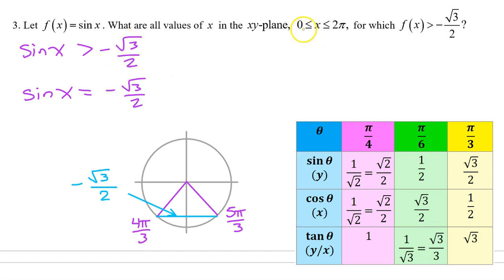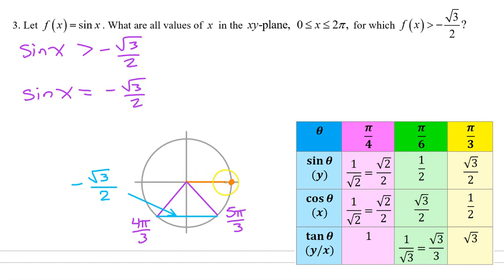Since the domain goes from 0 to 2 pi, we must begin our rotation at 0 and then rotate around in this direction until we get all the way back around to 2 pi. Do we have a solution right here at the beginning, right at 0? Well, at this point, the vertical displacement is above the light blue line, and we are looking for where the y value is greater than negative radical 3 over 2. So this is a solution. So we begin our rotation with a solution. I'm going to put a closed circle to represent we have already got one.